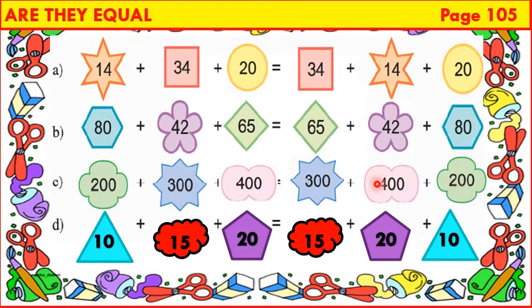Now let us consider one more example of our own. Say 10 plus 15 plus 20. The answer we get is 45. Now when we add 15, 20 and 10, we will get the same answer, that is 45 only.